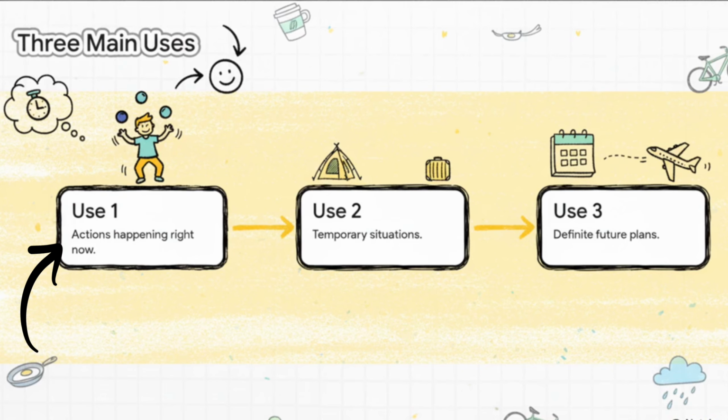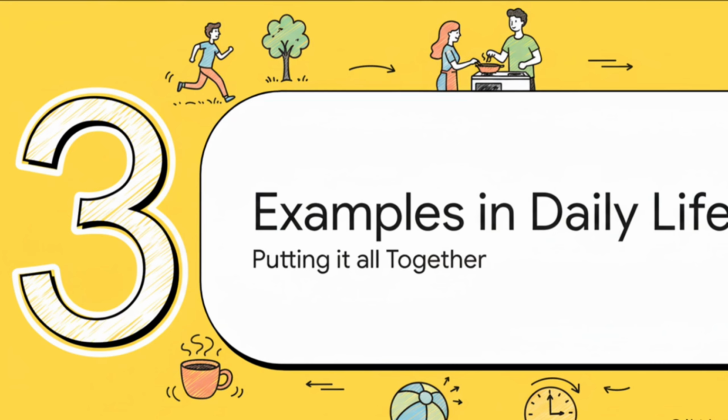We've already got number one down, actions happening right now. Next up, we'll look at temporary situations, things that won't last forever. And then, believe it or not, you'll see how we can even use it to talk about definite plans for the future. All right, let's see how these three different uses actually show up in everyday conversations. This is where all that grammar really starts to come to life.